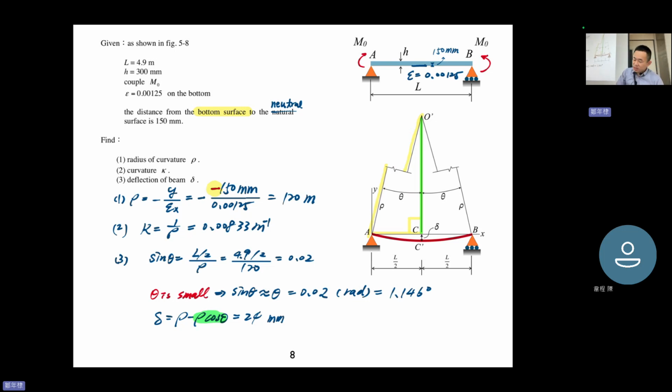This example is not really important, but it can tell you that the concept of the y has the sign. Y has the sign, positive or negative. Positive above the neutral axis. Negative means below the neutral axis.